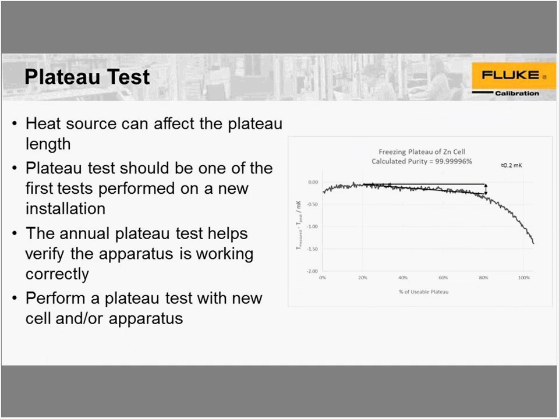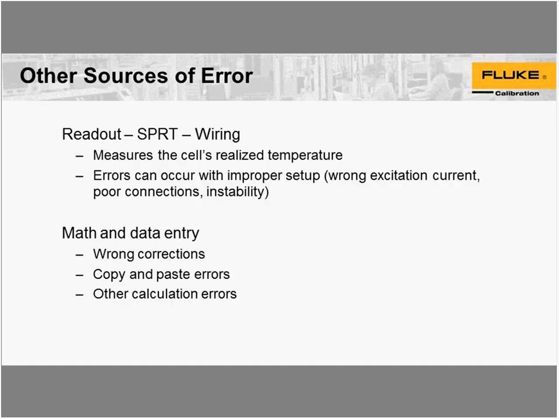And then I already mentioned the plateau test. This is related to the apparatus because if the furnace or the bath is not set correctly or is not working correctly, then it will affect the plateau. Either the plateau will have an offset, or the plateau will be shortened. Or you can also get a false plateau where you think that you're on plateau, but it's actually just the furnace being very, very stable and looking like a fixed point plateau. And the other errors we already talked about, the readout and the SPRT and wiring, but you'll find that eventually when you're using fixed point cells, there is math involved.